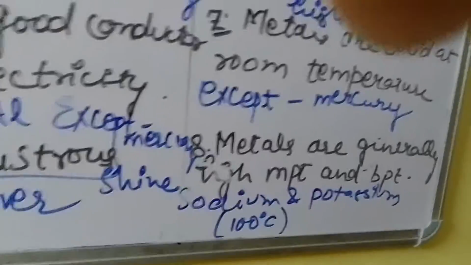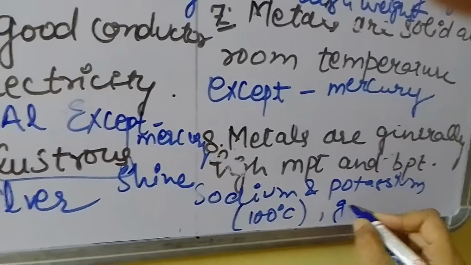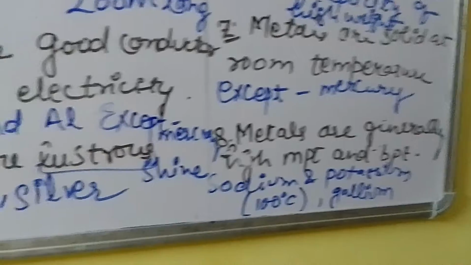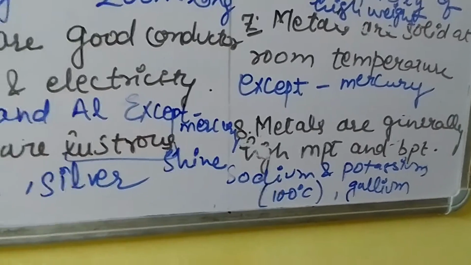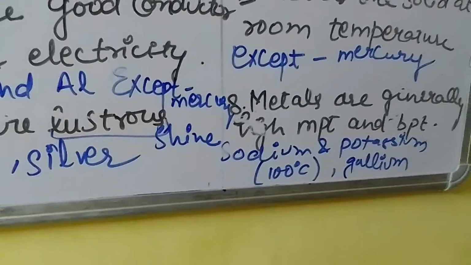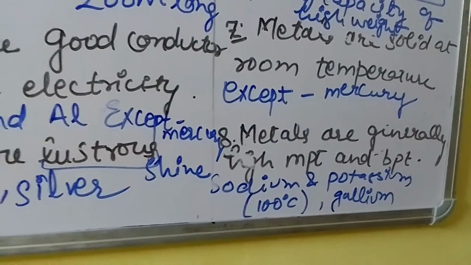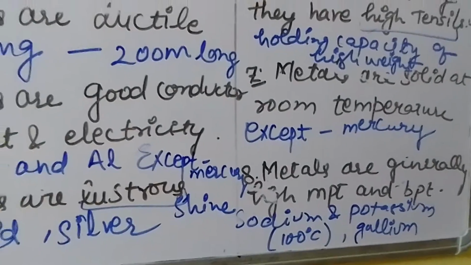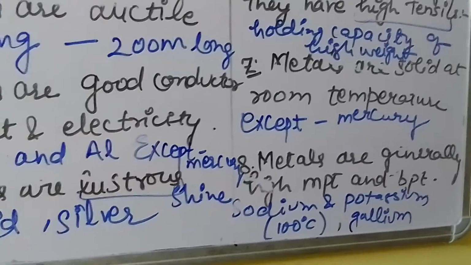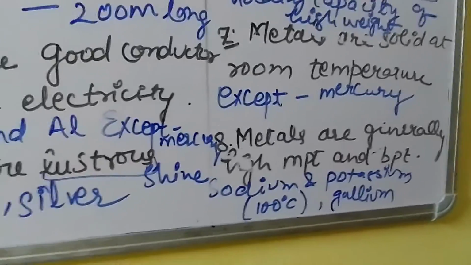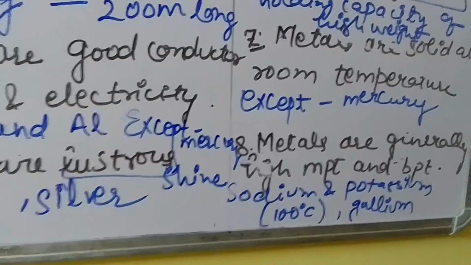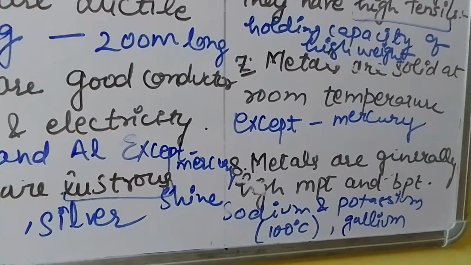Even one more exception is there, which is gallium, right? Gallium has a very low melting point. It even melts in the hand because of our hand temperature. You can imagine that its melting point is too low. That's why it melts because of our hand temperature.